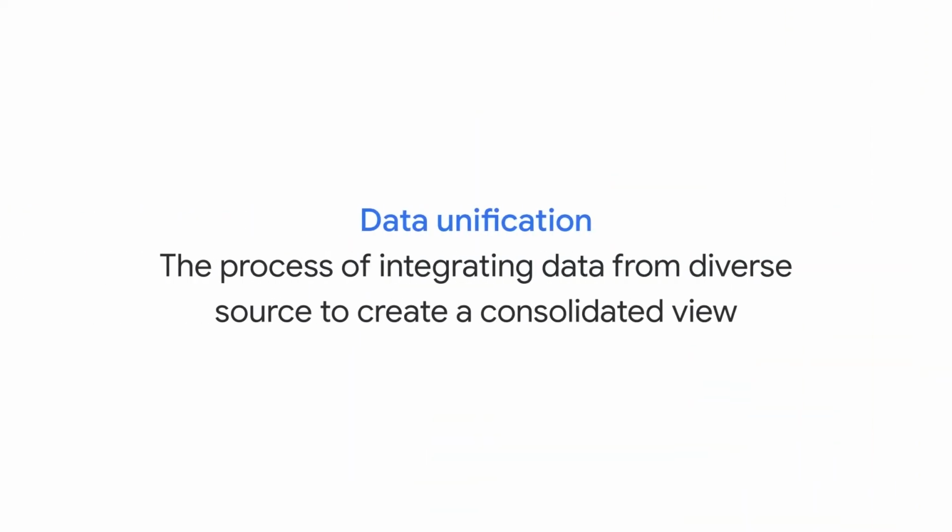Then, data unification is the process of integrating data from diverse sources to create a consolidated view. Usually, data exists in different formats and locations, making it challenging to analyze comprehensively. Data unification brings together disparate data sources, harmonizes their structures, and enables holistic analysis. Data unification ensures that data analysts are working with a complete and single view of all data, which leads to more accurate insights and better decision-making.